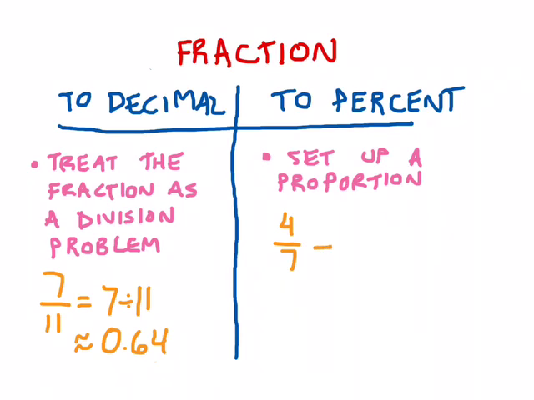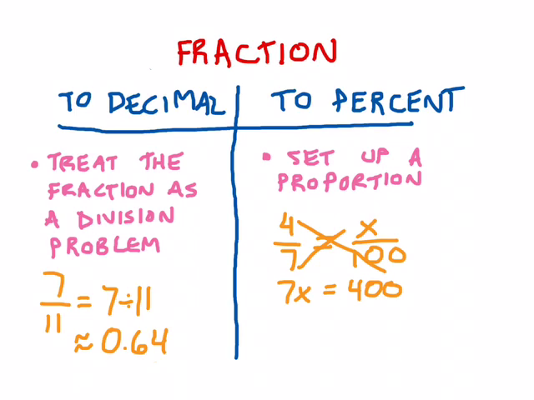So here's what that proportion looks like. 4/7, 4 out of 7, is equivalent to something out of 100. Hopefully that looks pretty familiar. So 4 out of 7 equals x out of 100. Anytime I have a proportion, I can solve that by cross-multiplying. So I'll do 4 times 100, 7 times x, so 7x will equal 400.